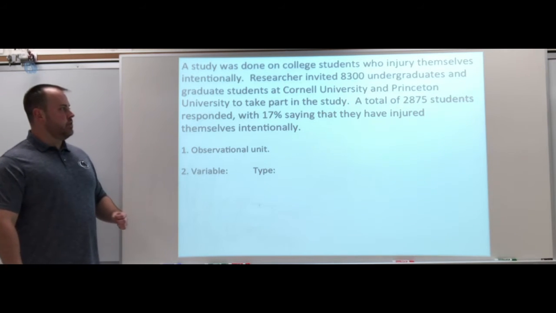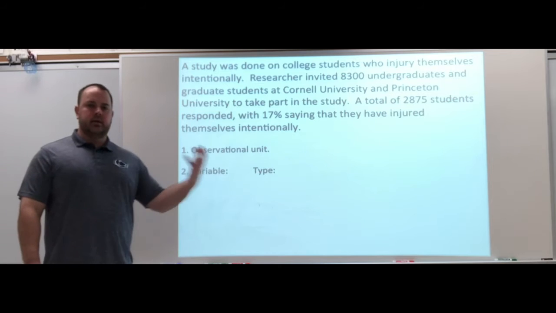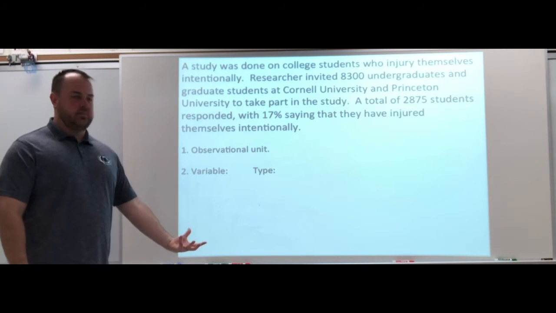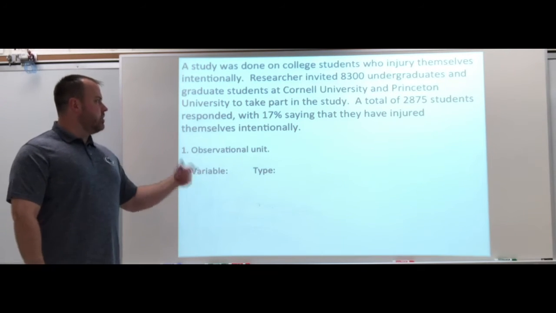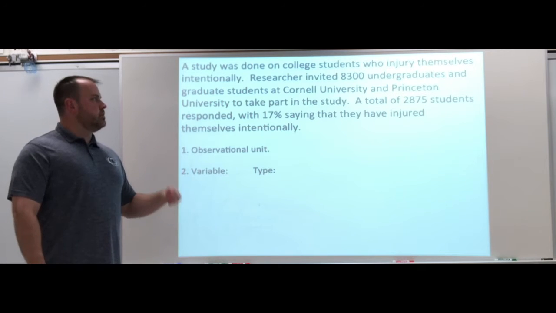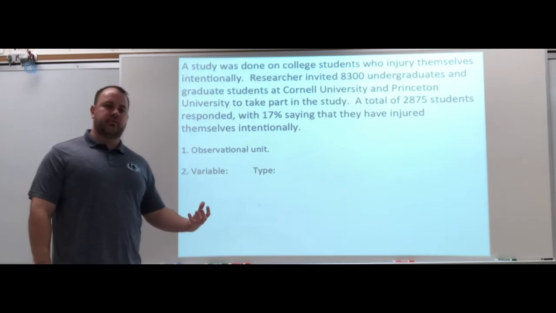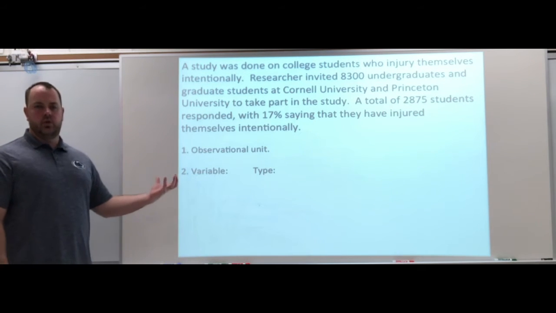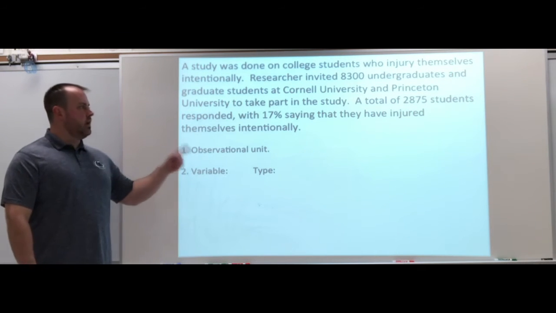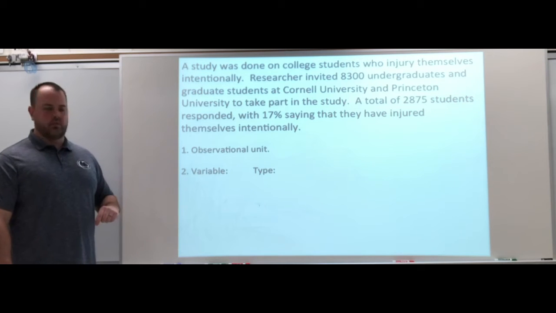Okay? The observational unit here, we're looking at students. I'd like you to get as detailed as possible. We're looking at undergraduates and graduate students from Cornell University and Princeton University. So our observational unit is each student who responded that was an undergrad or graduate from Cornell or Princeton.